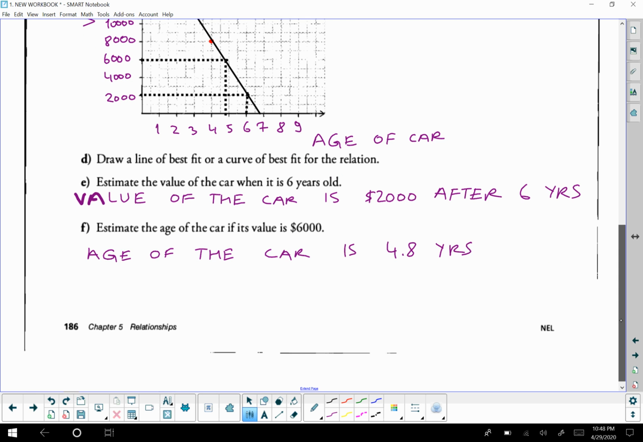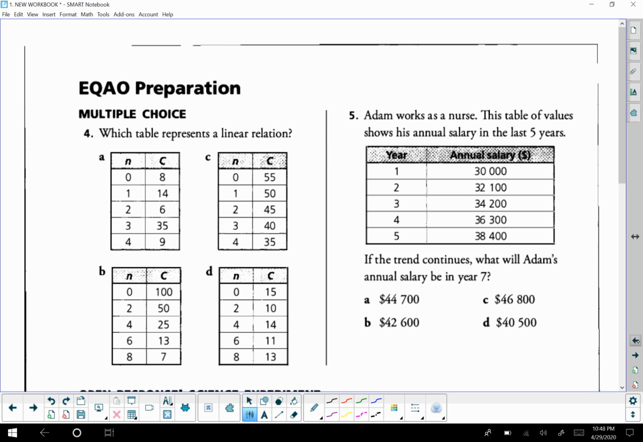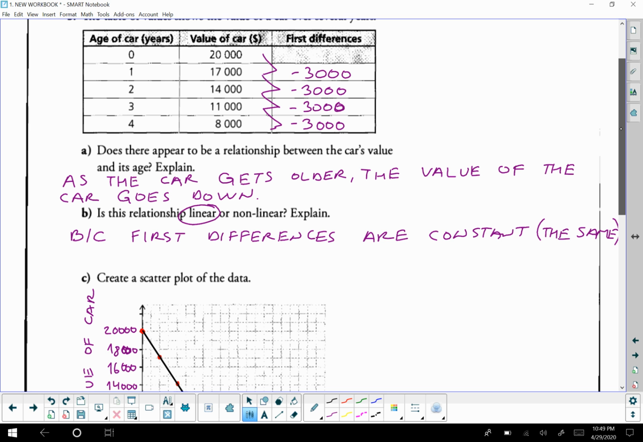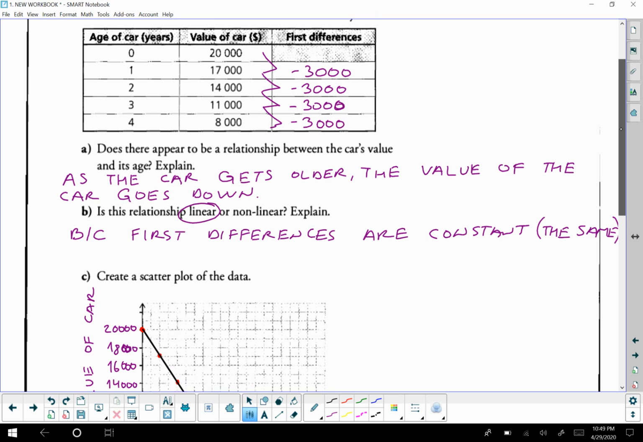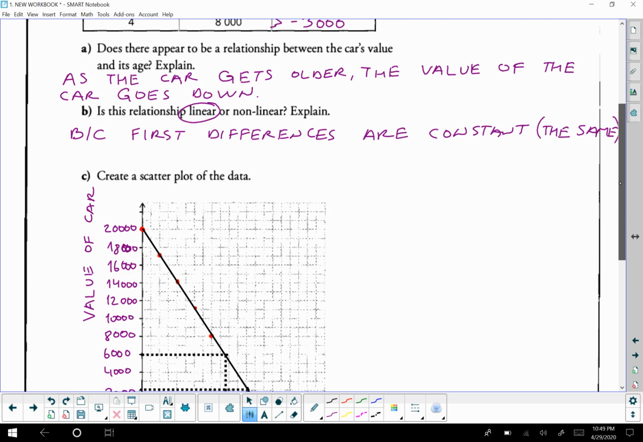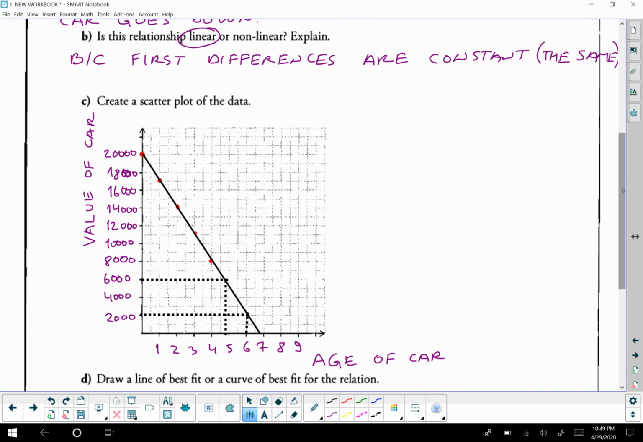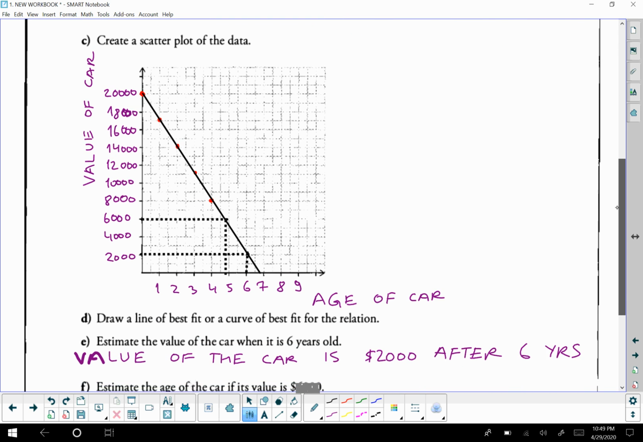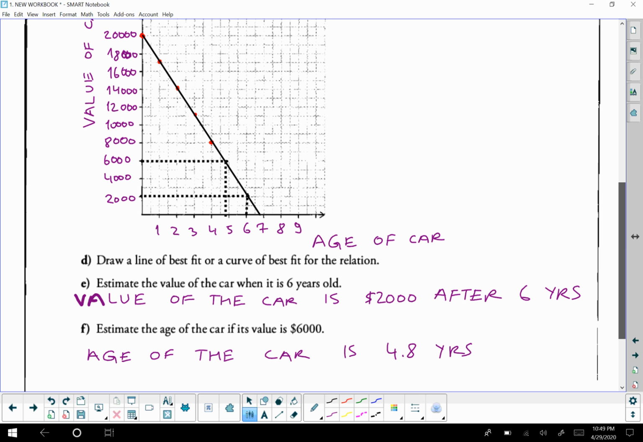I think that's it for this question. Yes, so this was a good question because it went over everything. It summarized first differences. We talked about whether something's linear or non-linear. We talked about what a relationship is. We created a scatter plot, drew a line of best fit. We created a scale. We did some interpolating, extrapolating, everything here. So this is a really good summary of the whole chapter 5.